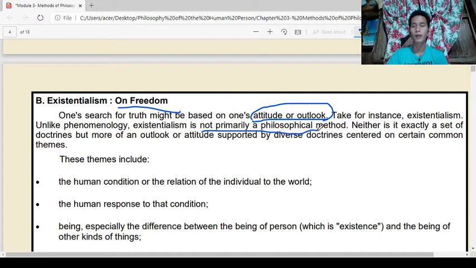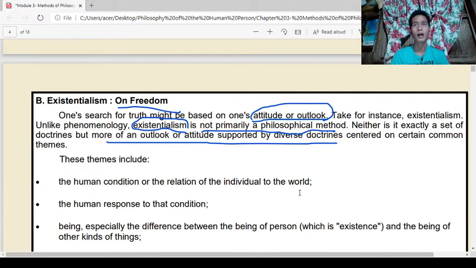Existentialism, take note, is not primarily a philosophical method. Neither is it exactly a set of doctrines, but more of an outlook or attitude supported by diverse doctrines centered on certain common themes. Instead, it is an outlook, diba? It is an attitude supported by diverse doctrines centered on certain common themes. To cite an example of existentialists, meaning they value more the importance of the exercise of choices, individual choices and freedom.